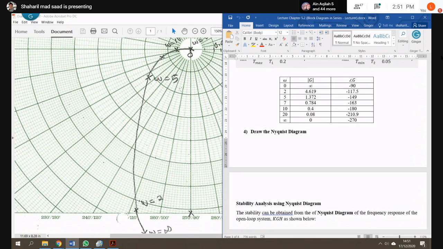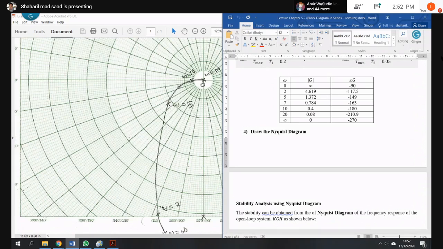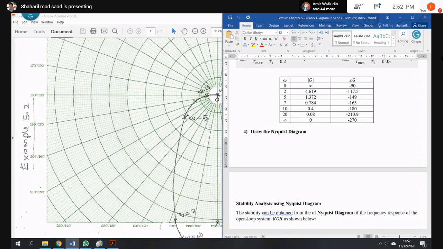This one is 110. So it should be like this one. Okay, alright. And then after that, omega equal to 5, and then you got 149 here, 140, 150. So 149 here. Okay, this one, this one. Then you will draw a curve, right? So you got this kind of graph.